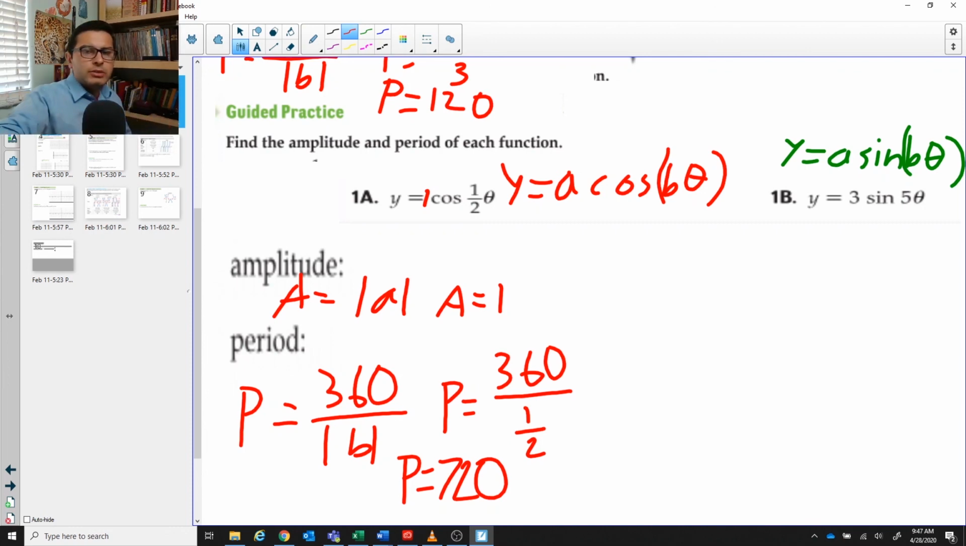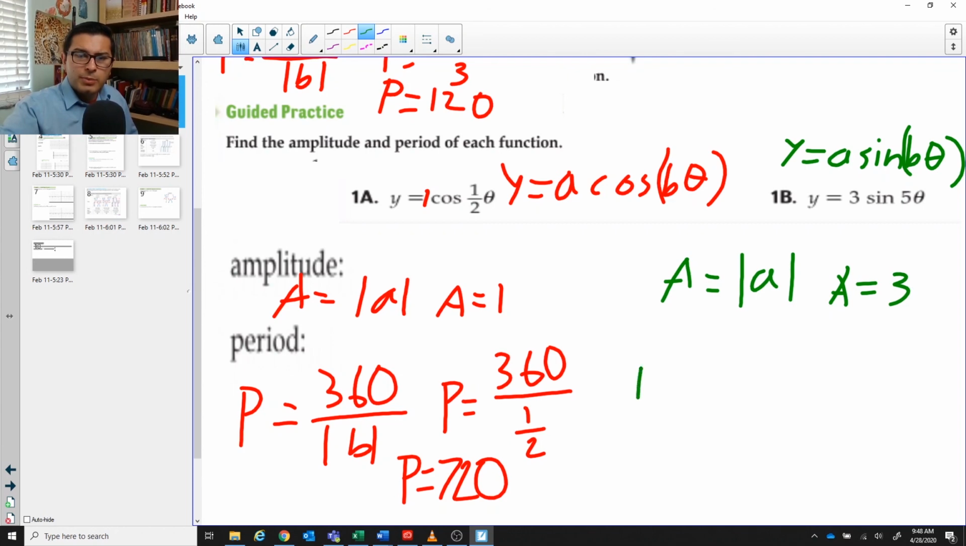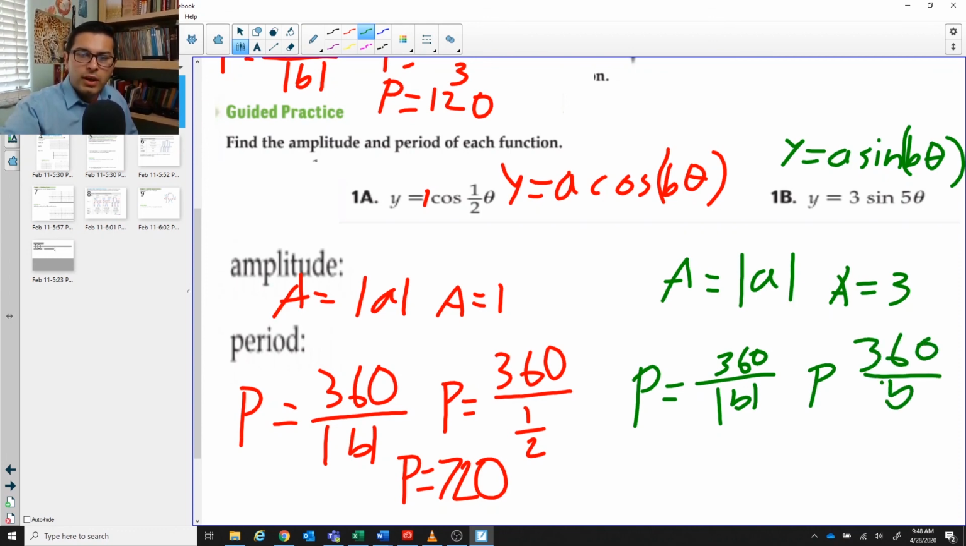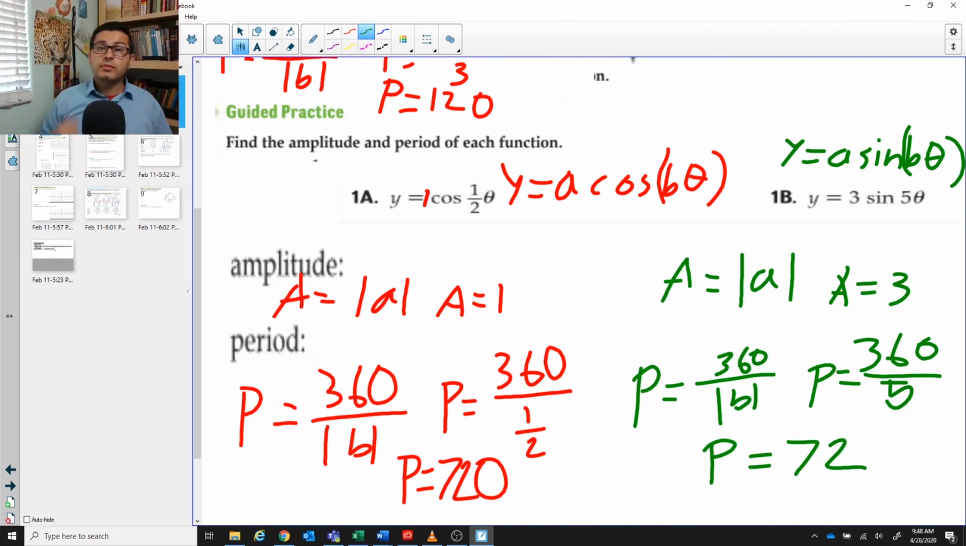Now let's try and figure out our second one here. Again, our amplitude is just going to equal the absolute value of a. This is going to become the easiest thing that you've ever done, and you're just going to say our amplitude equals 3. Our period is going to equal 360 degrees divided by the absolute value of b, and that means that our period is going to be 360 divided by 5. What is 360 divided by 5? That would be 72. So our period is going to equal 72. Very good.